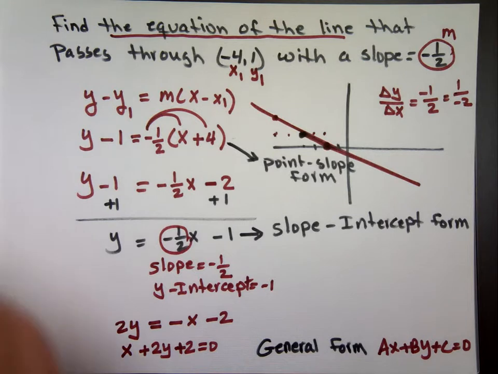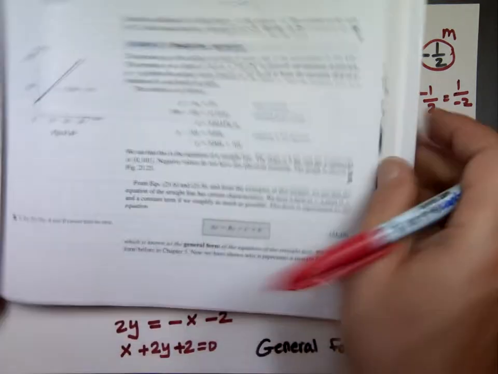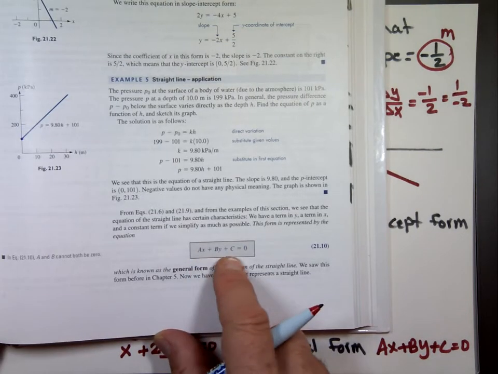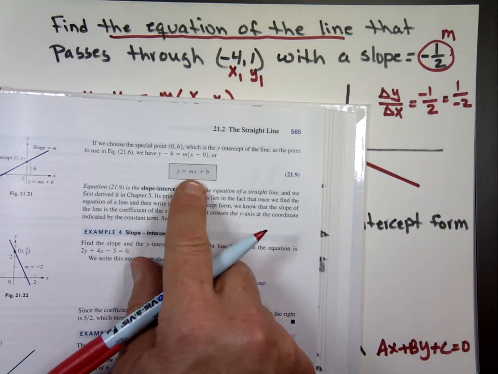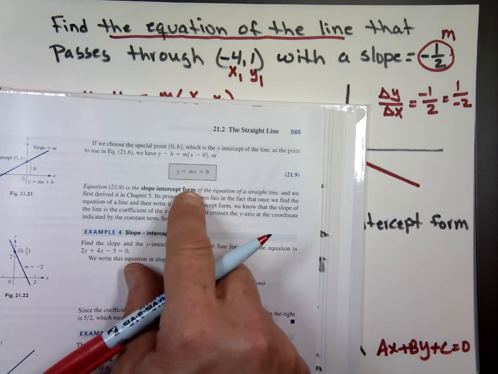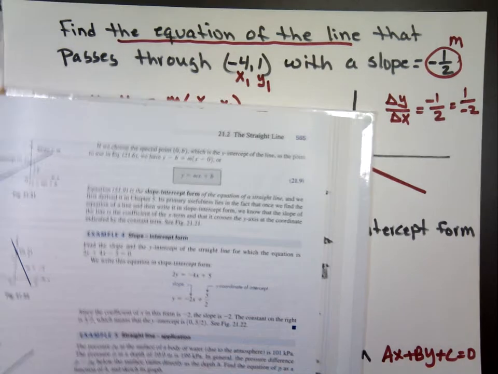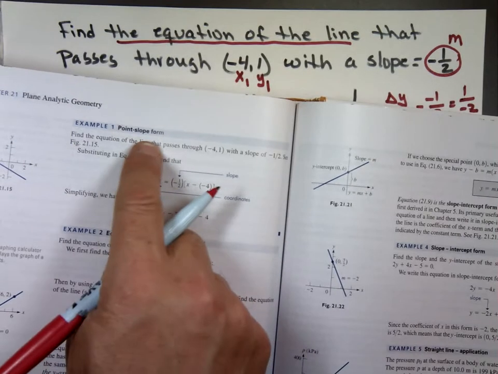I'm not sure if our book talks about all these forms, but I know the software sometimes requests the answer in a certain form. There's the slope-intercept form. And what do you know? The general form, ax plus by plus c equals 0. Can you see that here? The slope-intercept form, y equals mx plus b. The point-slope form. So they do talk about them.